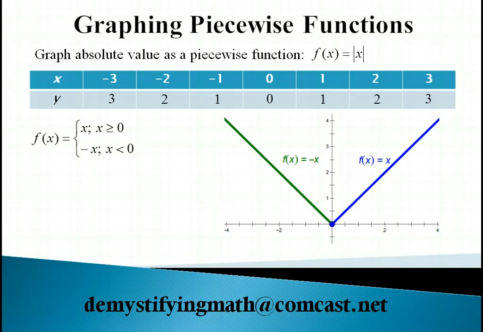We already have that point at 0, 0 from the right side of the graph, so we don't need to exclude it from our graph. We want to include it because it's part of the graph. Okay, so we ended up with our V-shaped graph, which is the absolute value of x.